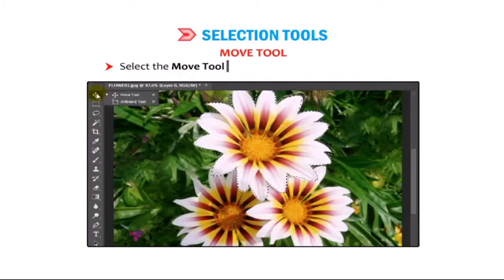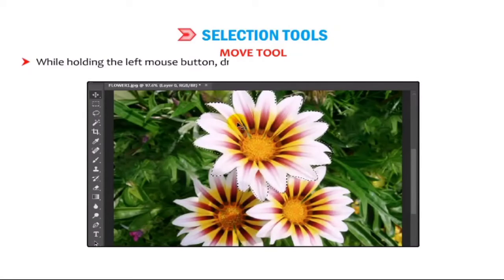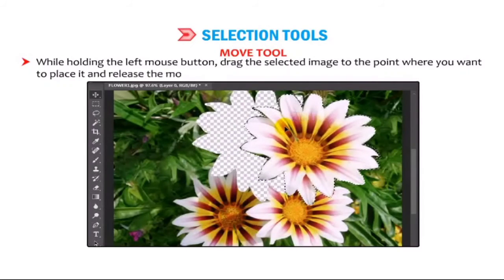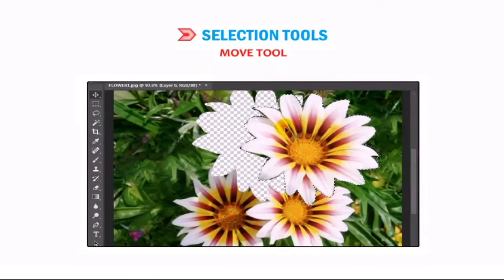Select the Move tool from the Tools panel or press V. The pointer changes to a sign. While holding the left mouse button, drag the selected image to the point where you want to place it and release the mouse button. Notice the change as shown in the pictures given below.